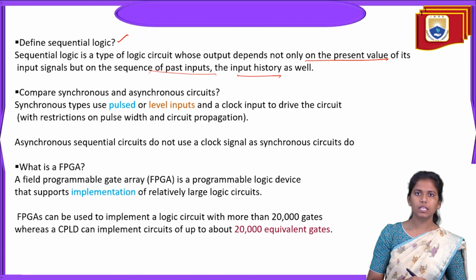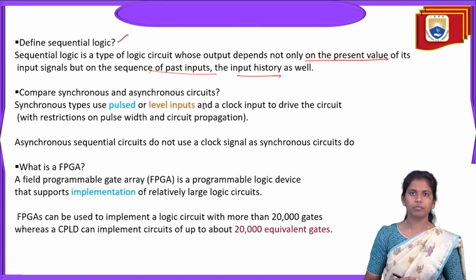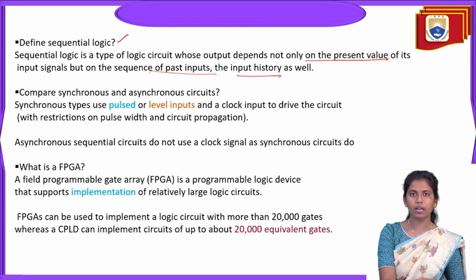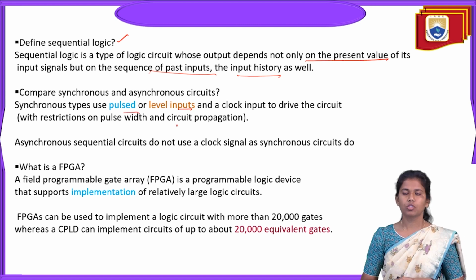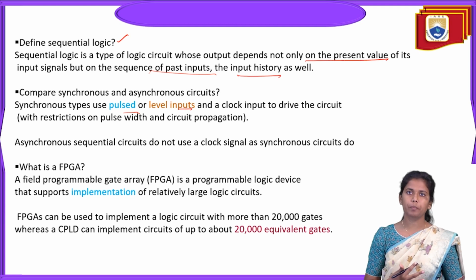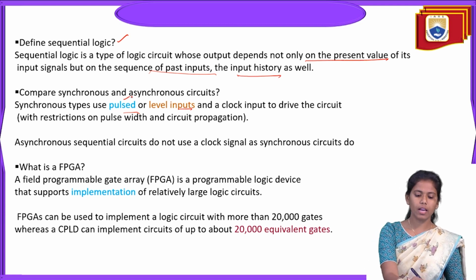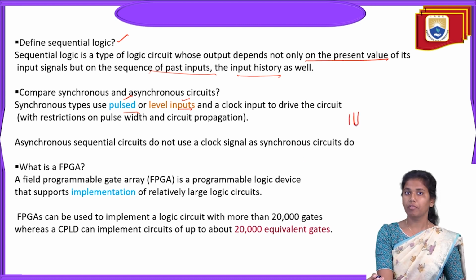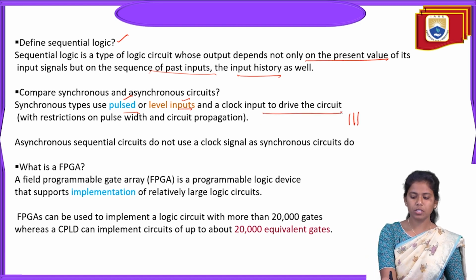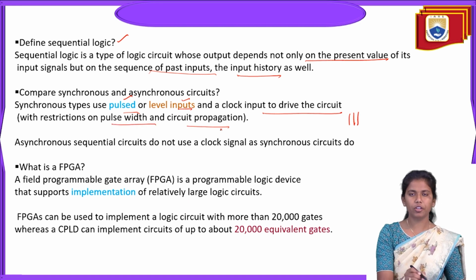Now we will compare synchronous and asynchronous circuits. Synchronous circuits use pulsed or level inputs. The basic difference is that synchronous circuits work with respect to time: they are pulsed at different intervals of time, whereas asynchronous circuits are not bound by the time constraint. A clock input drives the circuit, with restrictions on pulse width and circuit propagation.